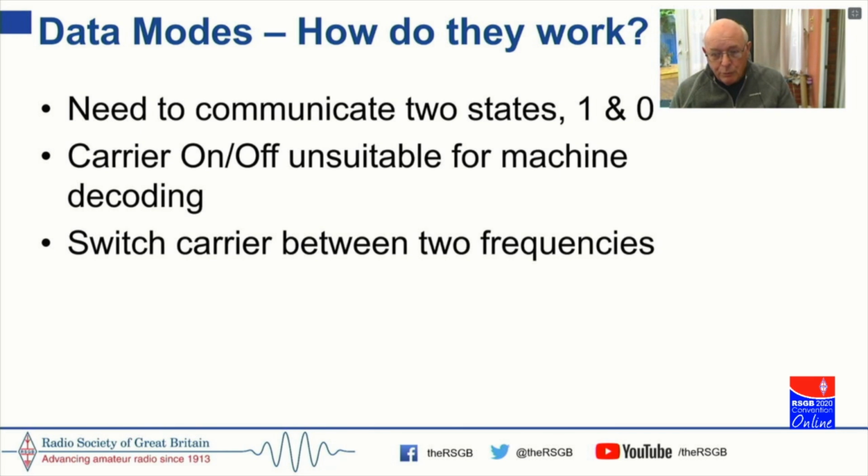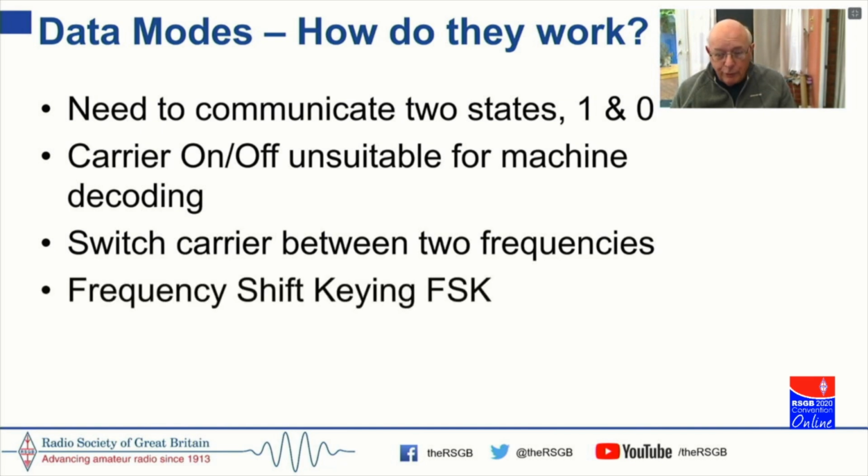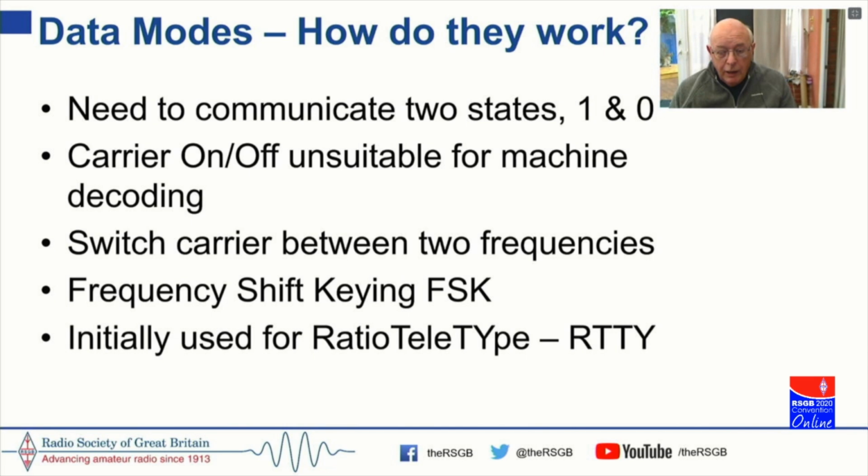So the solution that was quickly adopted was to switch between two carriers, so that there's always a signal there. It just switches between two frequencies. And the name for that is frequency shift keying, fairly logically. And that was used in the early days of radio data communications. It was used for radio teletype, which was teleprinters sending signals over radio. It was used for weather reports. It was used for communicating out to ships, etc. And it worked very reliably for a long time, and it's still currently in use when you send RTTY signals.